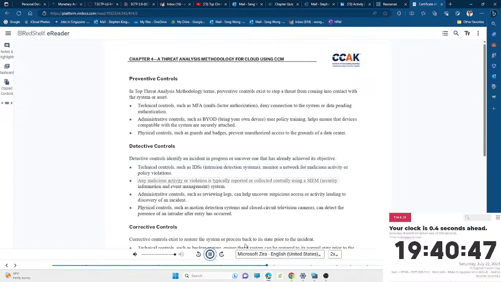Any malicious activity or violation is typically reported or collected centrally using a SIEM, Security Information and Event Management, system. Administrative controls, such as reviewing logs, can help uncover suspicious access or activity leading to discovery of an incident. Physical controls, such as motion detection systems and closed-circuit television cameras, can detect the presence of an intruder after entry has occurred. Corrective controls exist to restore the system or process back to its state prior to the incident.